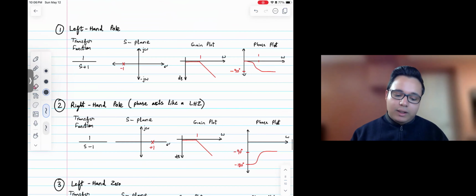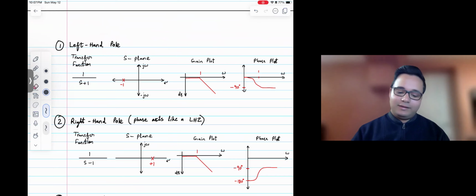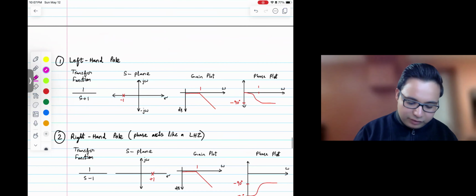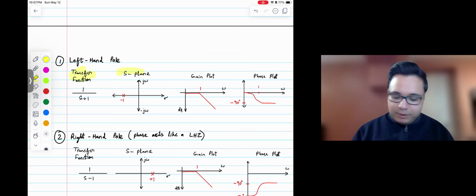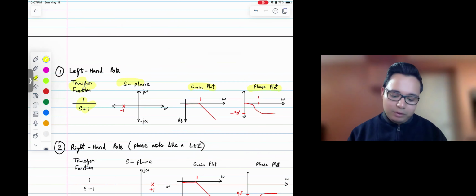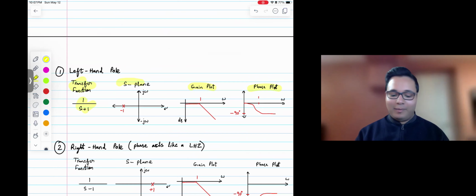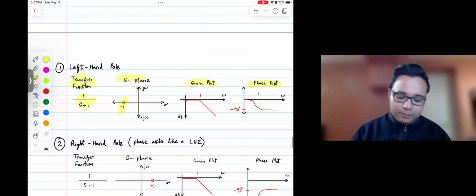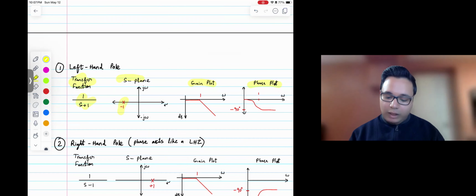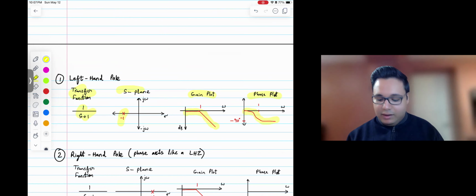All right, so let's look at poles and zeros in the right-hand plane. Okay, let's first look at the left-hand pole. We have a transfer function, we have the S-plane, we have a gain plot, and then we have a phase plot. So the transfer function is 1 over s plus 1. This is just an example. You can take whatever expression that gives you a pole anywhere in the left-hand plane, but I've chosen 1 over s plus 1. So that gives us a pole at sigma of -1. And again, you would get a 20 dB drop and the phase will drop by 90 degrees.